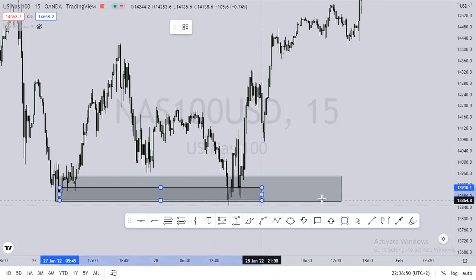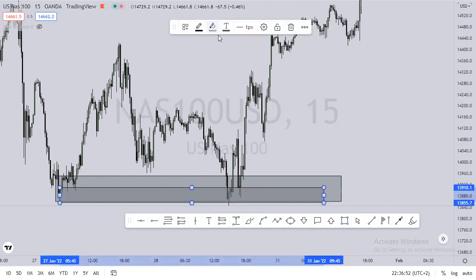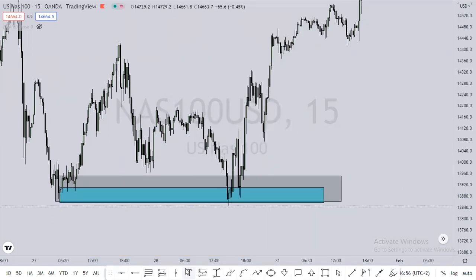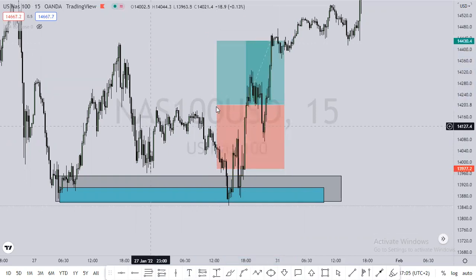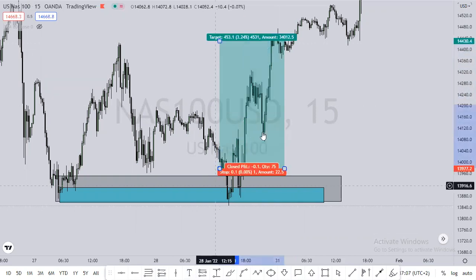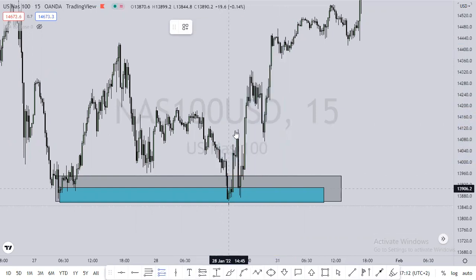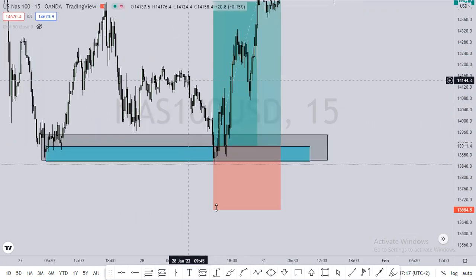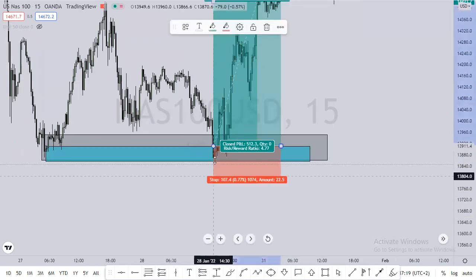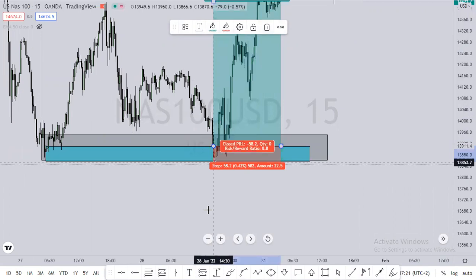This would have been our 15-minute OB within the hourly OB. And price did actually come back down and tap the 15-minute OB. Our entry would have been right at the top of the OB, TP at the most recent high, which should be 50 pips, and our stop loss right below, which would have been hit.